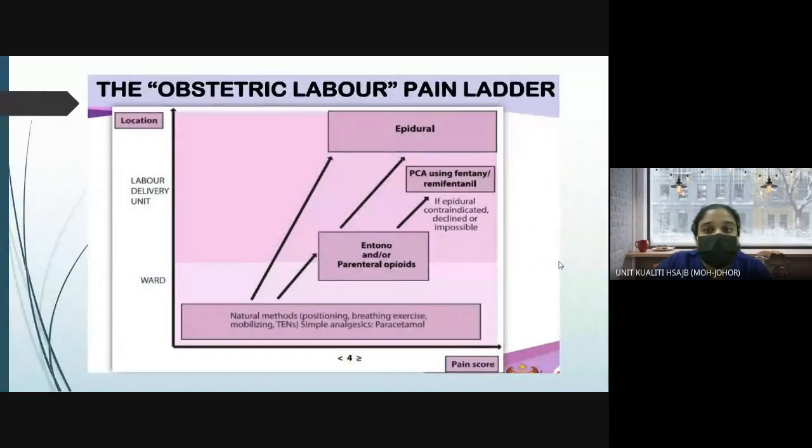So this is the obstetric labor pain ladder. As you can see, the location is on one side, ward or labor delivery unit, and below is whether the pain score is less than 4 or more than 4. According to that, we can see as the ladder goes up, the more analgesia is needed, such as from parenteral opioids to the PCA to the epidural.